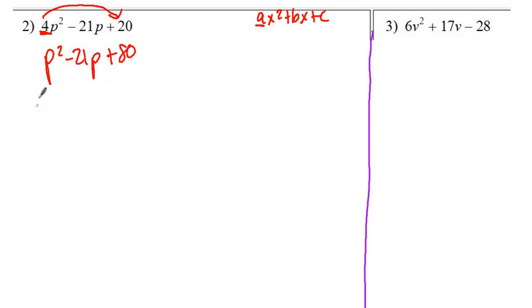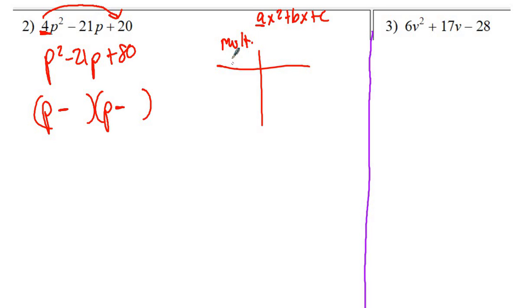So we're looking for numbers that multiply to positive 80, add to negative 21. The numbers that multiply to a positive and add to negative would be two negatives. And it might be hard to tell off the top of our head what those numbers are, so let's make our table here. So we're going to need two negative numbers.